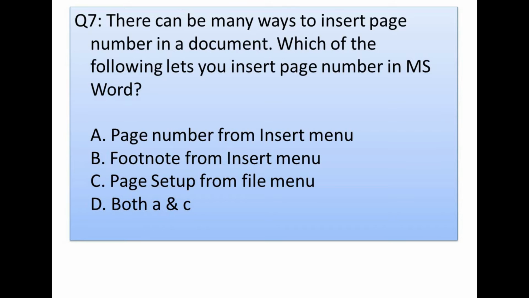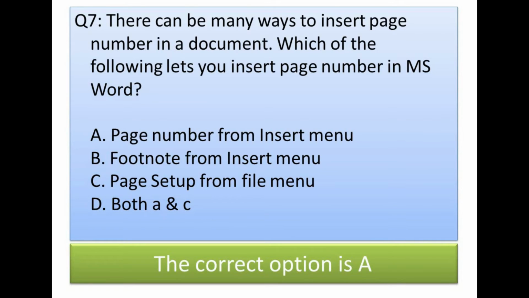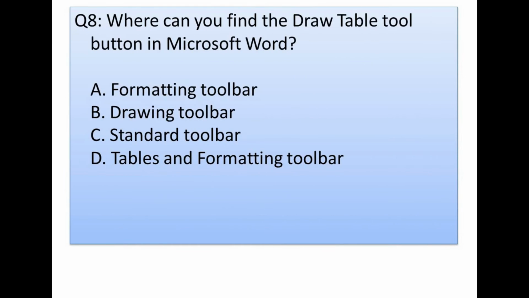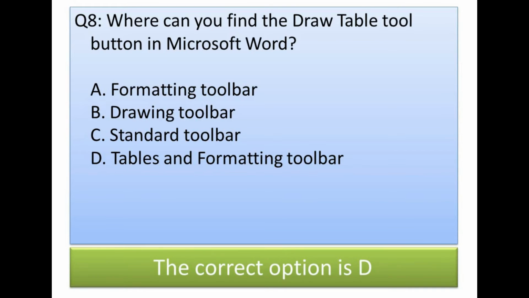There can be many ways to insert page number in a document. Which of the following lets you insert page number in MS Word? Page number from insert menu, footnote from insert menu, page setup from file menu, both A and C. Correct option is A. Where you can find the Draw Table tool button in Microsoft Word? Formatting toolbar, Drawing toolbar, Standard toolbar, Tables and Formatting toolbar. Correct option is D.